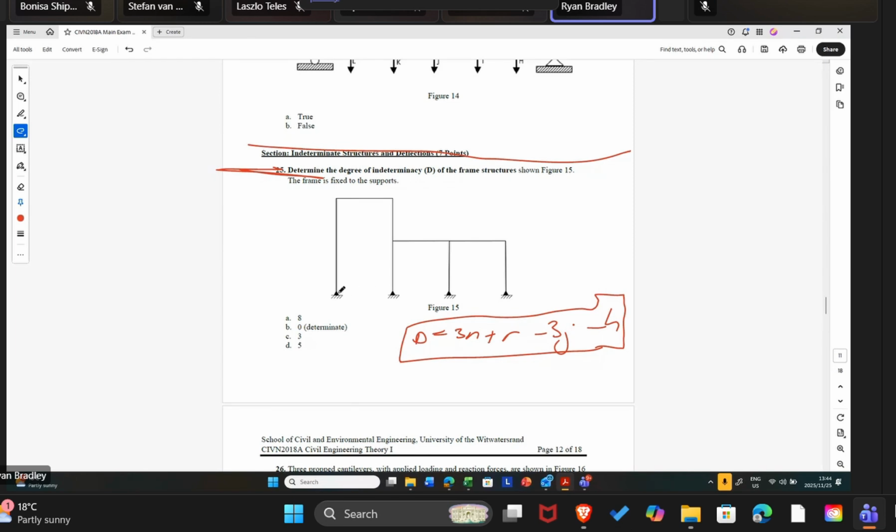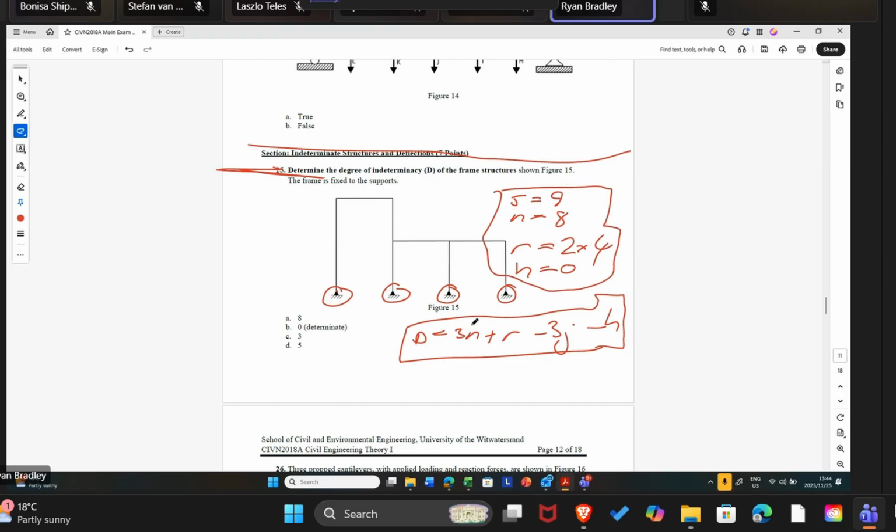The joints: 1, 2, 3, 4, 5, 6, 7, 8, 9. The joints equals 9. The members: 1, 2, 3, 4, 5, 6, 7, 8. And the reaction forces is 2 times 4. We have 2 reactions, for each of 4 supports. There are no hinges, so H equals 0. We can put that into the problem and get our answer.